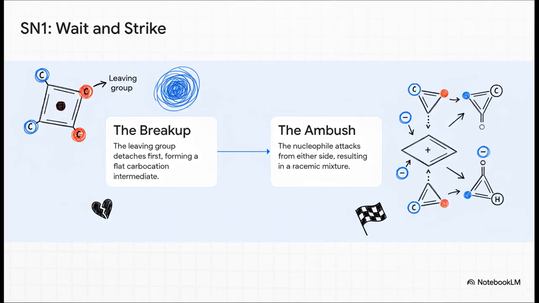The patient strategist, SN1, plays a completely different game. First, the leaving group just up and leaves. This breakup creates a flat, positively charged intermediate that we call a carbocation. And this is the moment of vulnerability. Because it's flat, the nucleophile can now ambush from the top or from the bottom. This leads to a 50-50 mix of products, what chemists call a racemic mixture.